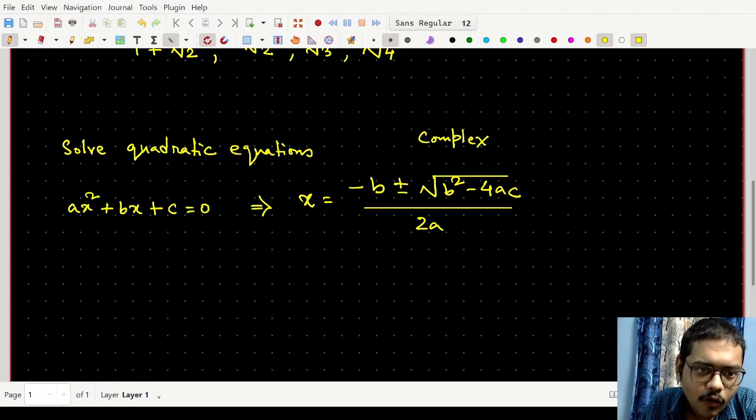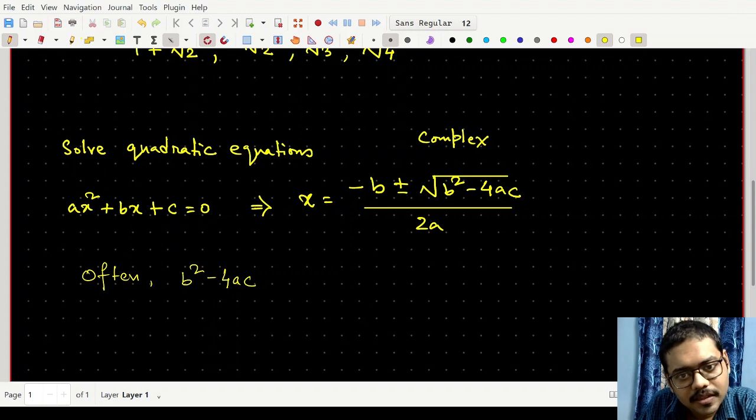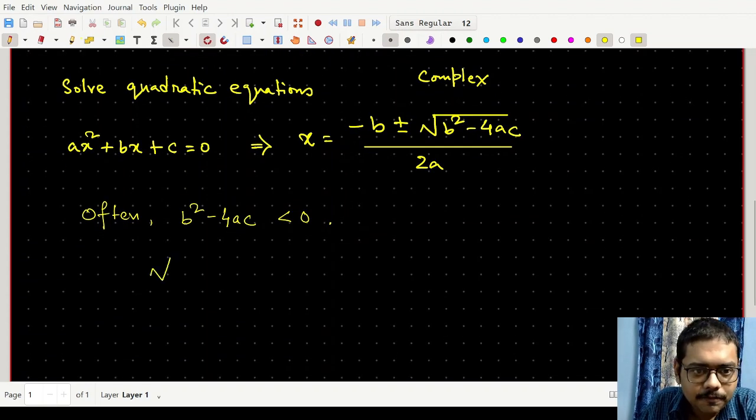But often the discriminant, the thing inside the square root, b square minus 4ac, this one is less than 0, and then we have to deal with numbers of the form where there is something negative inside the square root. So that gives rise to the complex numbers. Let us deal with those scenarios. So that is one motivation that leads us to the complex numbers.